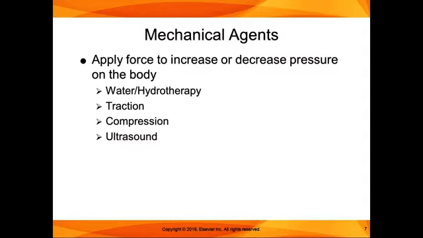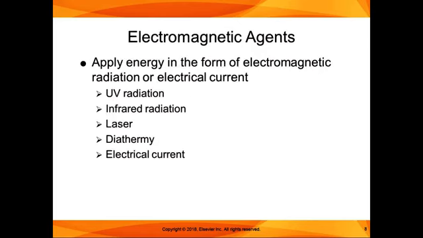Soft tissue mobilization is a mechanical agent, as well as water or hydrotherapy, traction, compression, and ultrasound can also be mechanical agents. Electromagnetic agents apply energy in the form of electromagnetic radiation or electrical current. So UV radiation is used more in wound care. You don't see it in general PT settings that much unless you work in a specific wound care clinic, but we're going to just talk about it briefly towards the end of the quarter.